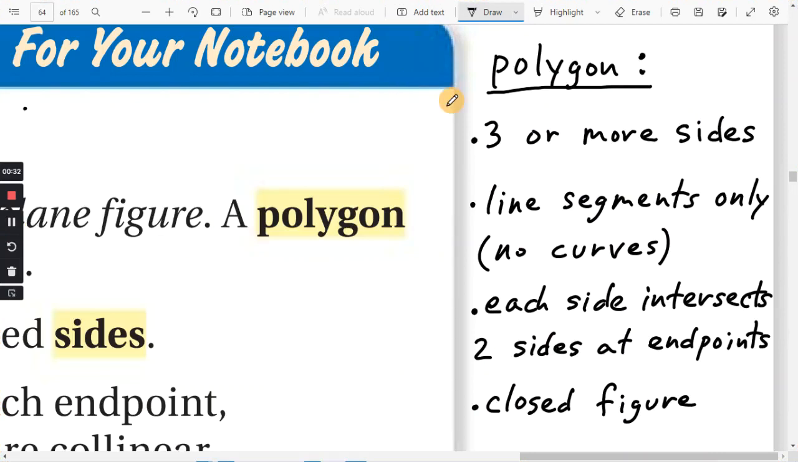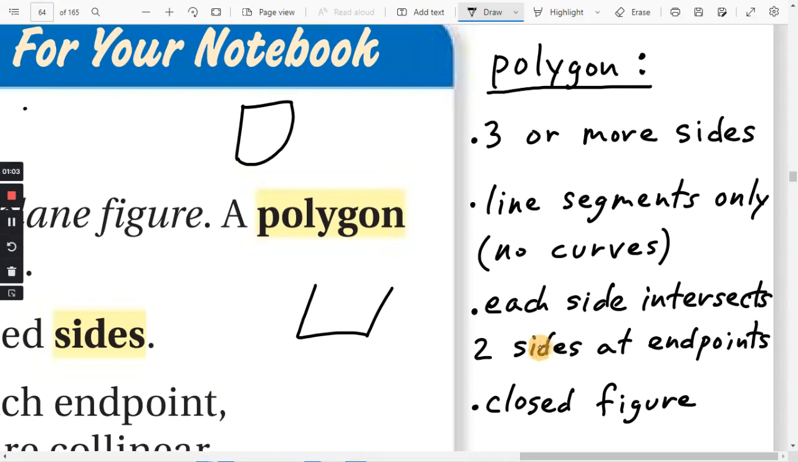So in summation, a polygon has to have three or more sides. You can't make a polygon with only two sides, and they're line segments only. You can't have a polygon with a curve or anything like that. A circle is not a polygon. Each side intersects two sides at the endpoints, and it is a closed figure. You can't have that and say it's a polygon.